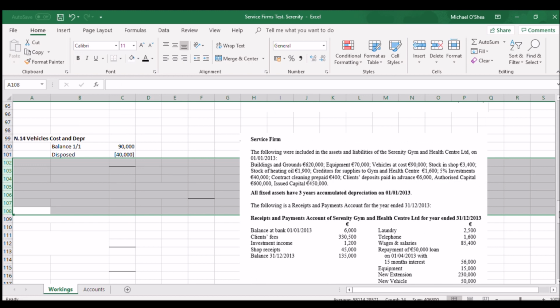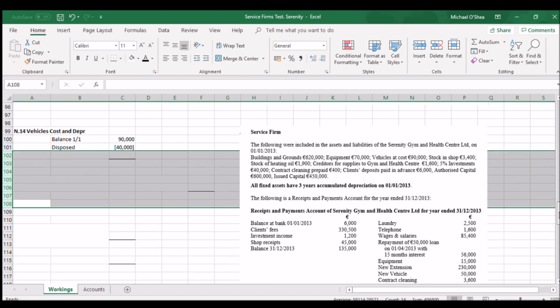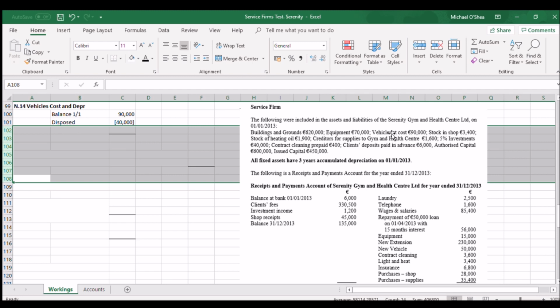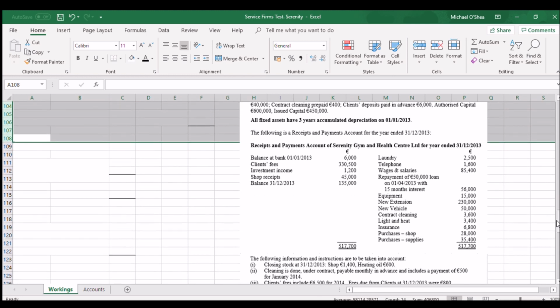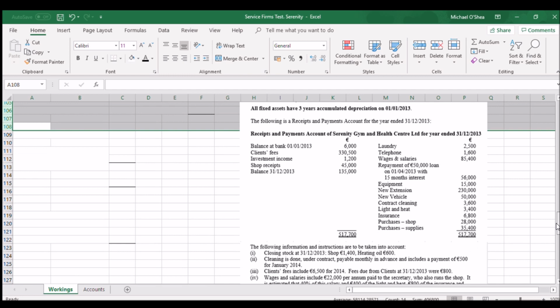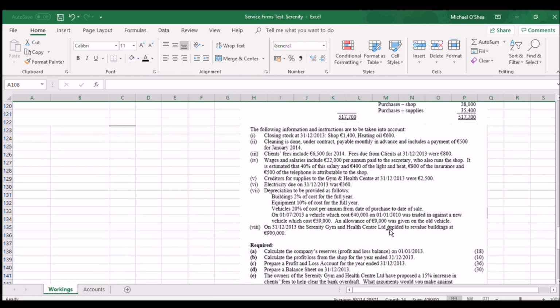Well, this is our last adjustment. This is our vehicles. We see here on vehicles there's a good bit of information. We had vehicles on the first of the first for 90,000. They're the vehicles we had at the start of the year. In terms of trying to calculate the cost of the vehicles during the year, it doesn't give us any information on our receipts about selling a vehicle, but it does give us information about purchasing a vehicle here. We're going to look at that later. We're not going to put in the €50,000 now.